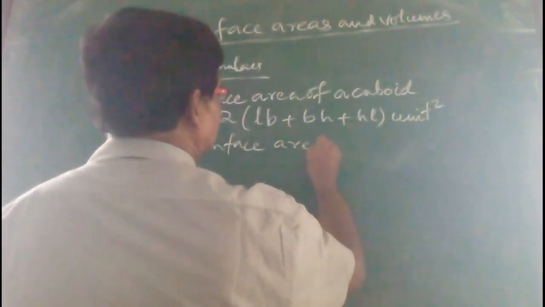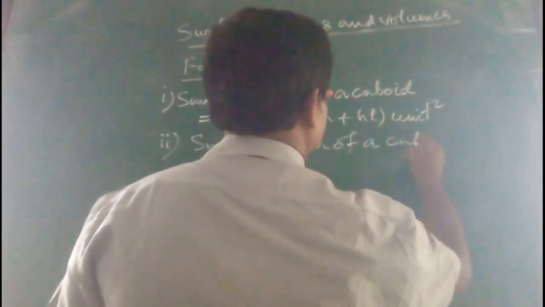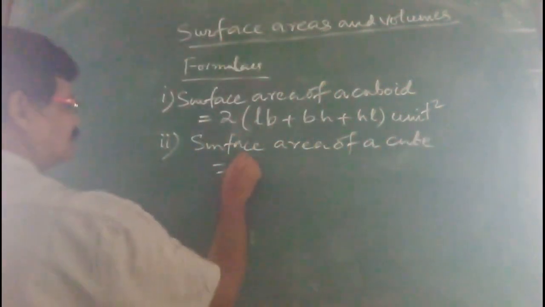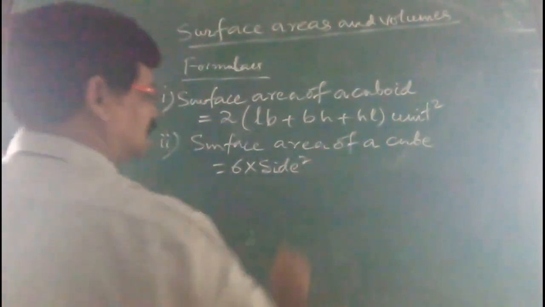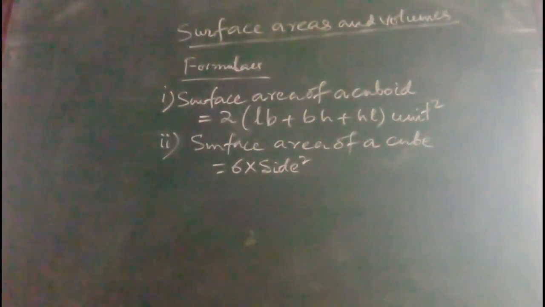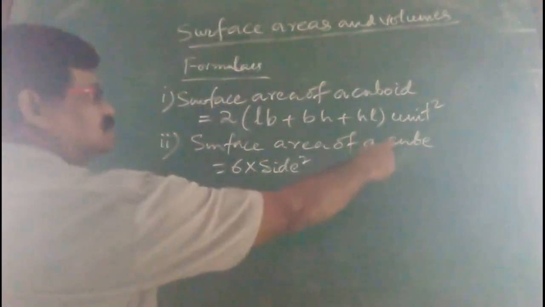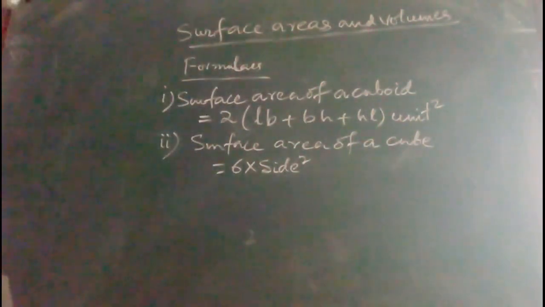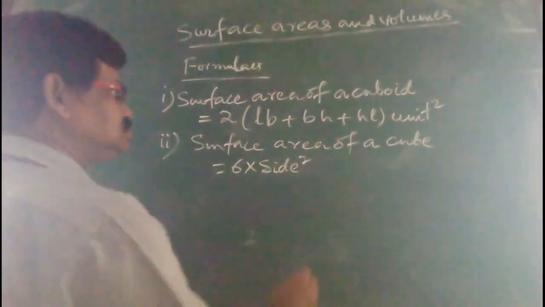Surface area of a cube is 6 into side square. This is how to find the surface area of a cube. The formula is 6 into side square.